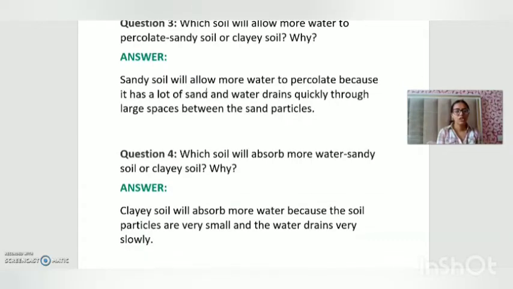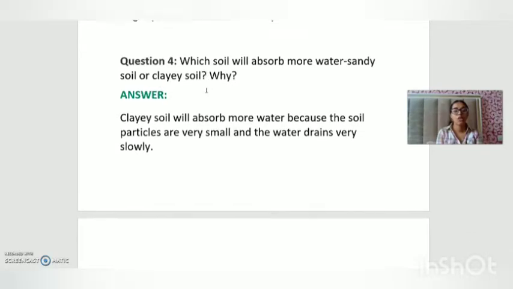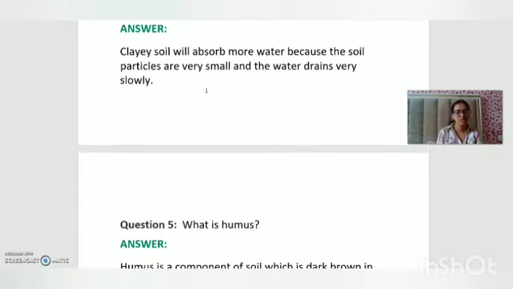Now we move further to question number 4. Question number 4 is, which soil will absorb more water, sandy soil or clay soil? You have to tell the reason. More water will be absorbed by the clay soil because the soil particles are very small and the water drains very slowly. So this is the reason.